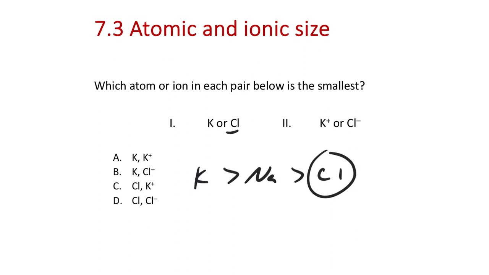And then K+ to Cl-. K+, potassium has 19, so K+ would have 18 electrons. And then chlorine has 17, so chloride would have 18. So they both have 18 electrons, isoelectronic, more protons, 19+ versus 17+, so the smaller one here is going to be K+. So chlorine and K+ would be the smallest members of each of those pairs.